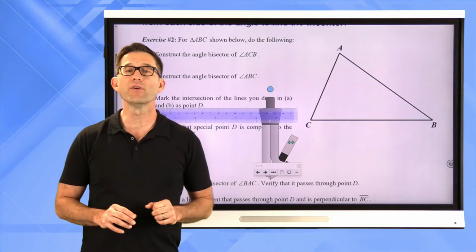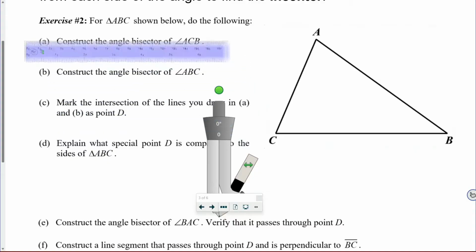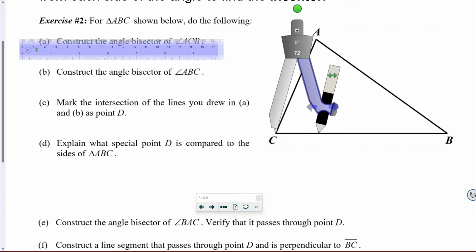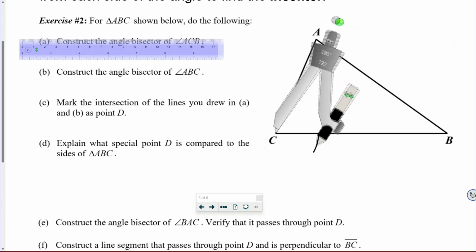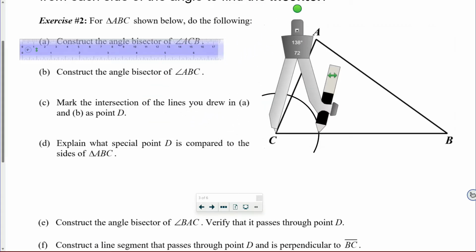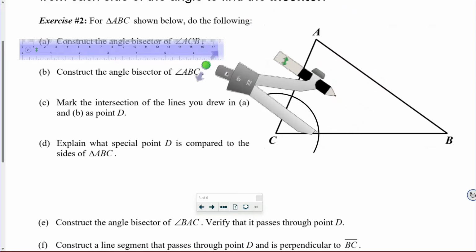Fantastic. Let's review how to construct an angle bisector. First thing we're going to do is bring our compass up to here. We're going to put it on the vertex of the angle that we're trying to bisect, and then draw an arc with that center that intersects the two sides of the angle. Once we've done that, we then put the point of the compass at one of those two intersection points, and then maybe make that a bit larger.